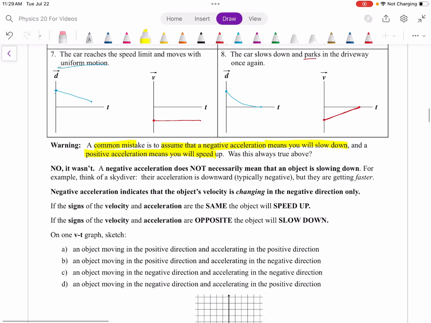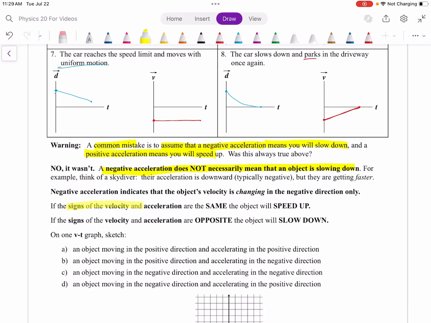So a negative acceleration does not mean the object is slowing down. It just means its velocity is changing in the negative direction, right? So that depends on whether the velocity was already negative and it's getting more and more negative, or whether the velocity was positive and it's getting less and less positive, right? For a negative acceleration, okay?